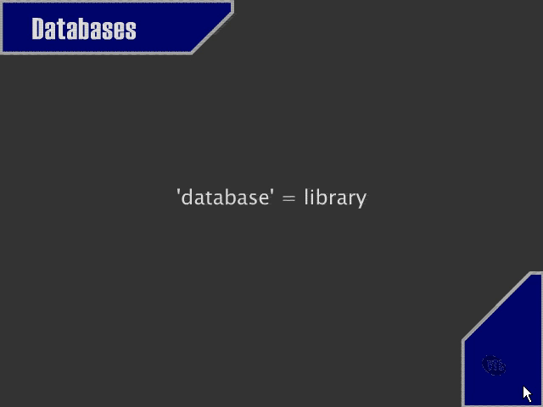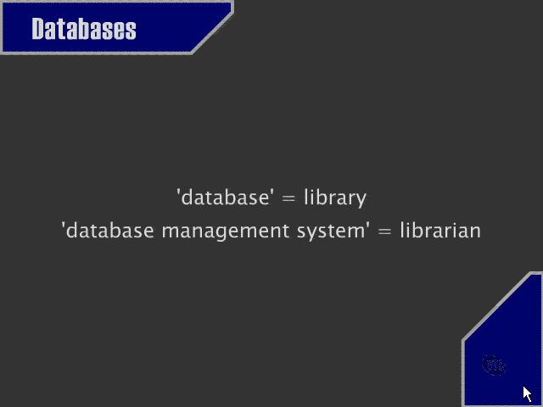As an analogy, we could look at the database as the library, whereas the database management system is the librarian who, when we ask the librarian for a certain piece of data, can go through the library and locate the particular piece of data that we need.